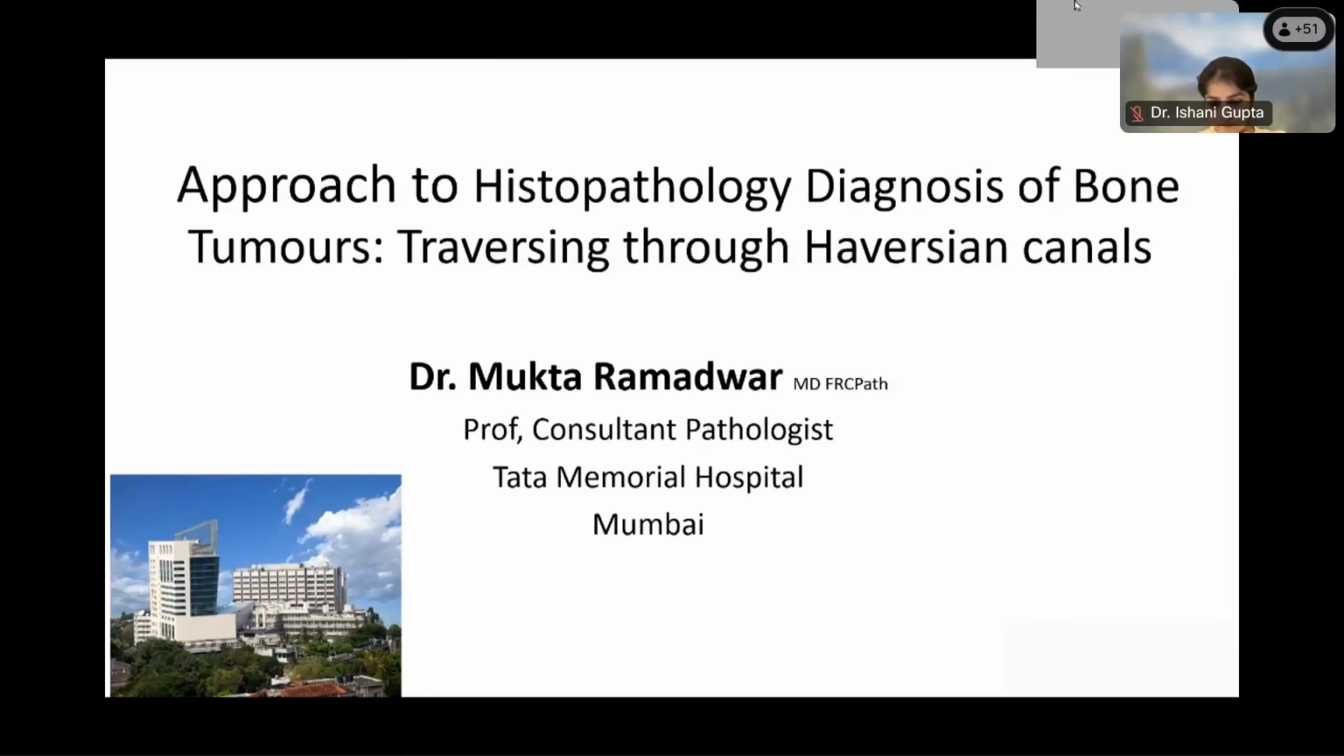So today, this is just an approach. It won't be an extensive in-depth description or presentation of any one particular bone tumor, but essentially how to go about diagnosing a certain bone tumor. That is what we would be discussing today when it comes to the approach to histology diagnosis.